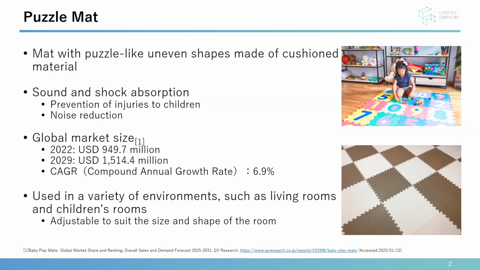A puzzle mat is a cushion mat surrounded by puzzle-like edges. It's widely used in living rooms and spaces with small children, like kids' areas, to protect them from injuries like falling over and to reduce noise. Puzzle mats are especially common for children as they provide a safer environment for play. Most puzzle mats are between 30 cm and 1 meter on each side and can be combined freely, making it easy to adjust their size and shape to fit any type of room.